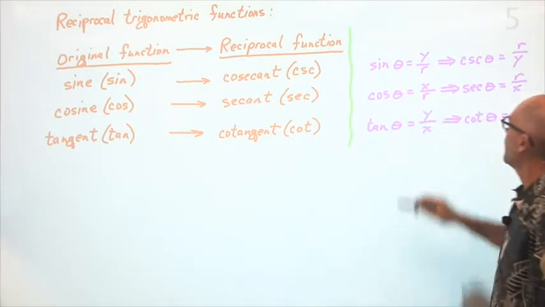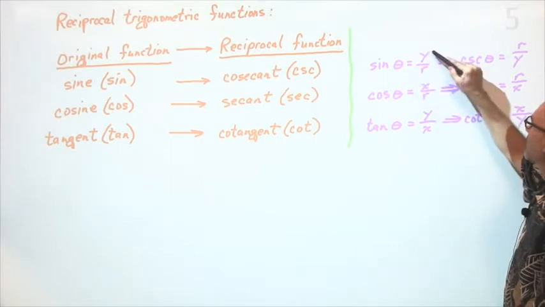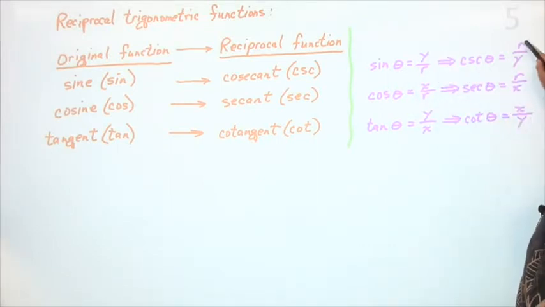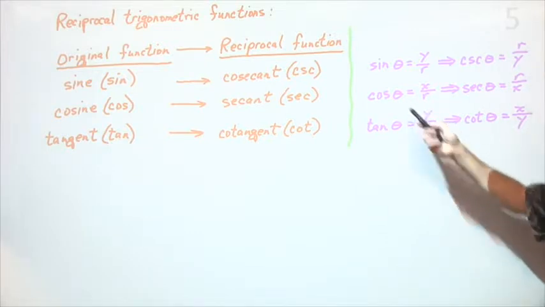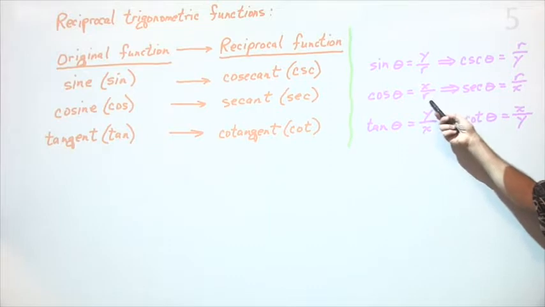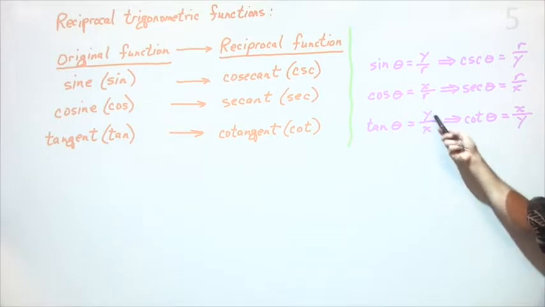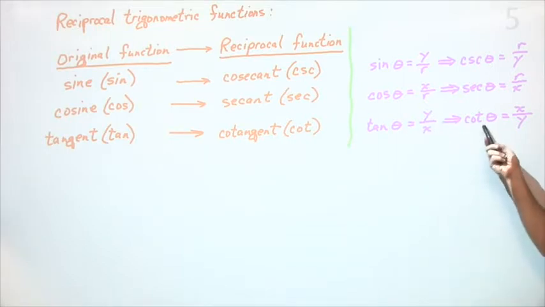So notice we have sine is y over r. So that means cosecant is r over y. We have cosine is x over r. That means secant is r over x. And tangent is y over x. That means cotangent is x over y.